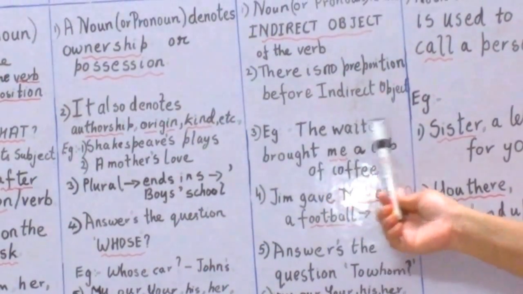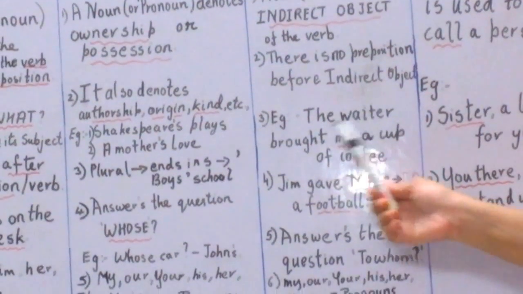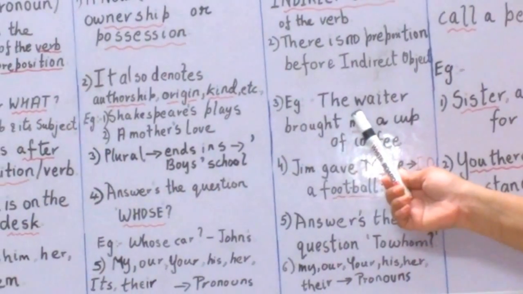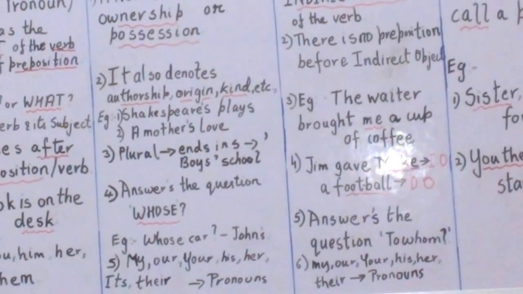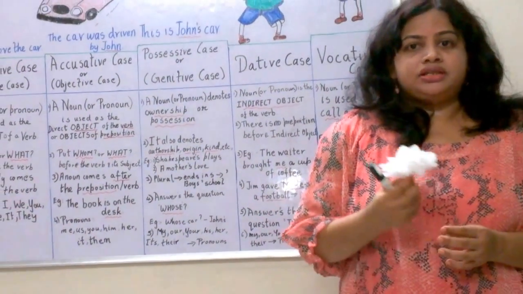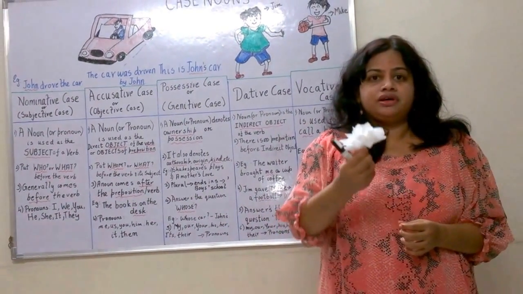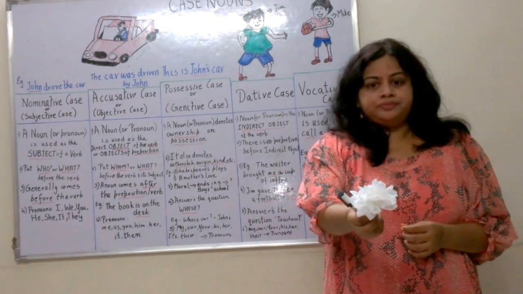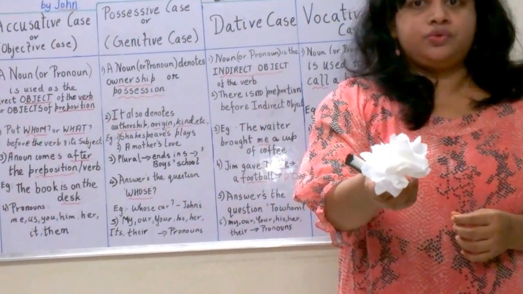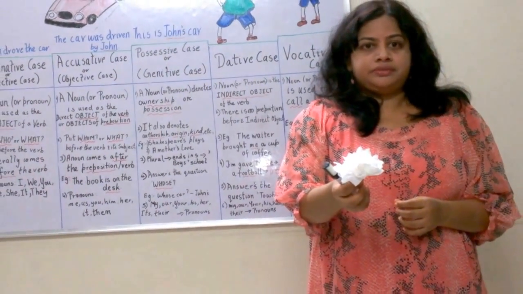Now you have an example. The waiter brought me a cup of coffee. I will ask the question, to whom? To whom did the waiter bring a cup of coffee? Yes, to me. To me becomes an indirect object. Now another example. Suppose your name is Sunita and you are a girl, and I say Shalom gave Sunita a flower. So the flower becomes the direct object, and the person I'm giving it to, you, become the indirect object. Sunita is the indirect object.